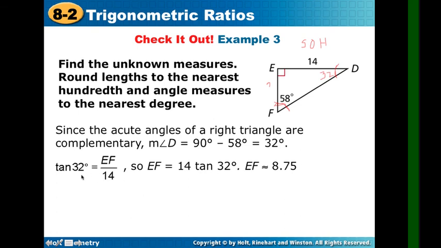Ang gagawin ko is, i-cross multiply ko siya dito. So, we have 14 tangent 32 degrees is equal to EF. Kasi matitira na lang si EF. Ita-type ko to sa calculator. Ang makukuha ko is 8.75. So, EF is 8.75. Yung kanyang size, no? 8.75 units. Okay? How about the other side?